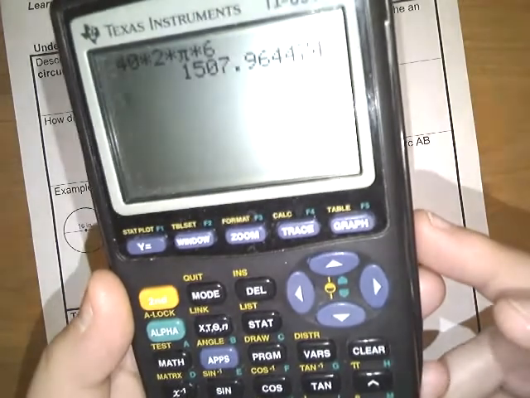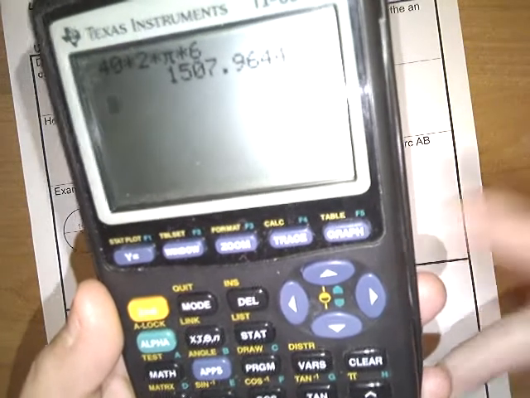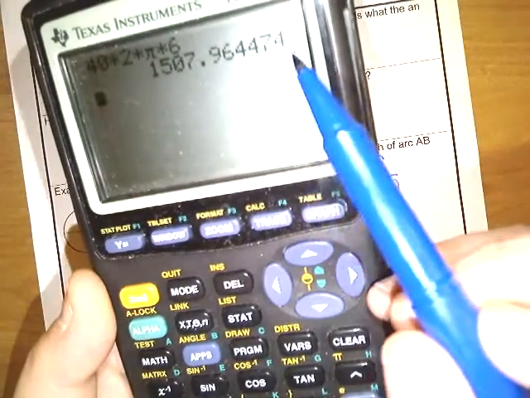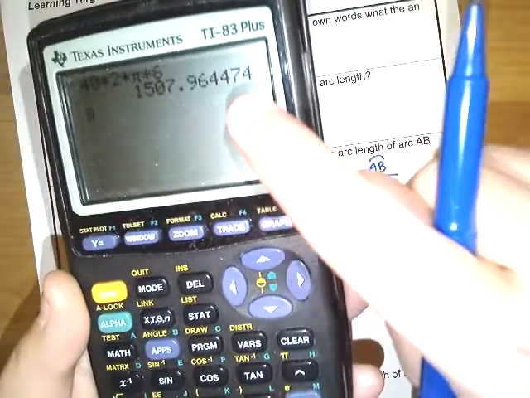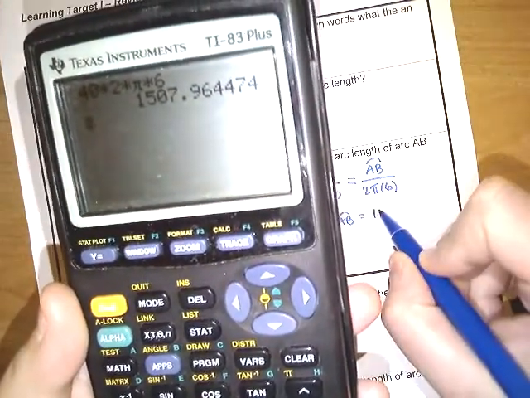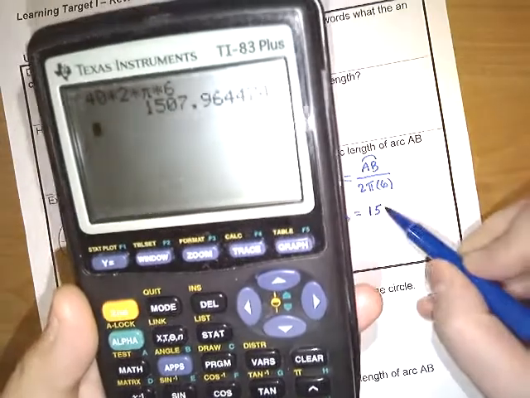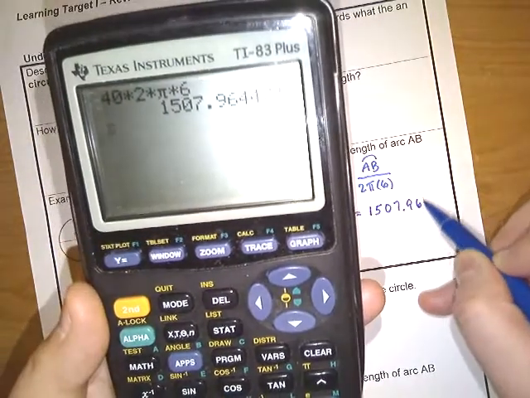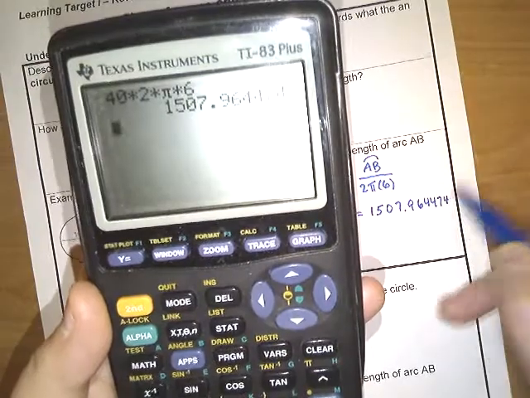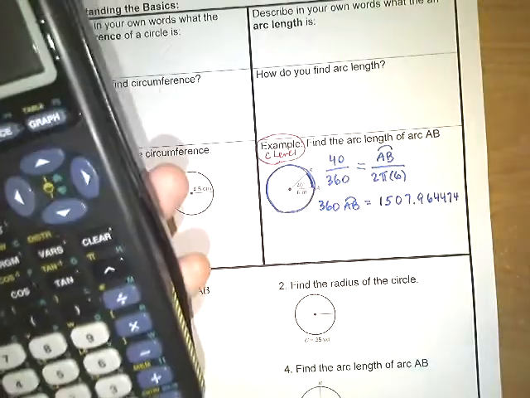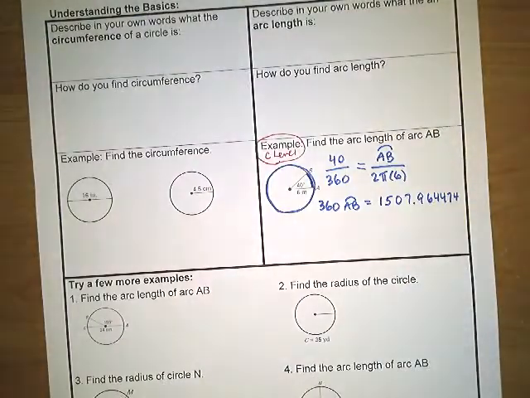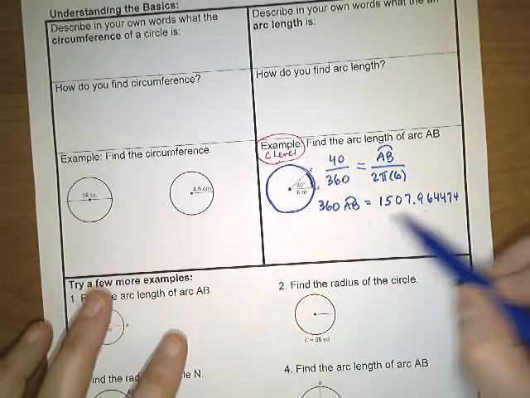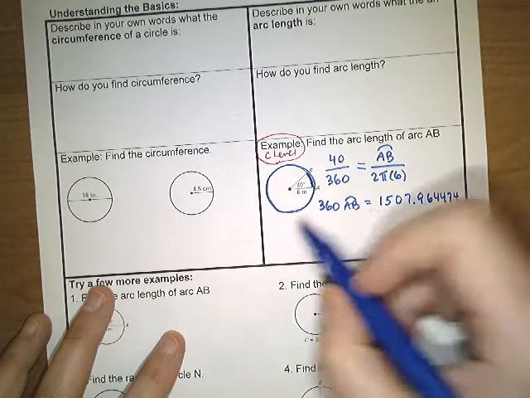So we use our pi button. Not any rounded. Okay, look at all those wonderful decimal places. So we're going to keep all that. See that 0.964474? We're keeping it. We're not throwing anything away. So we got 1507.964474. Okay. Now really all we have to do is one more step. And as long as we keep all this on our calculator, shouldn't be a problem. We're going to divide both sides by 360 now.